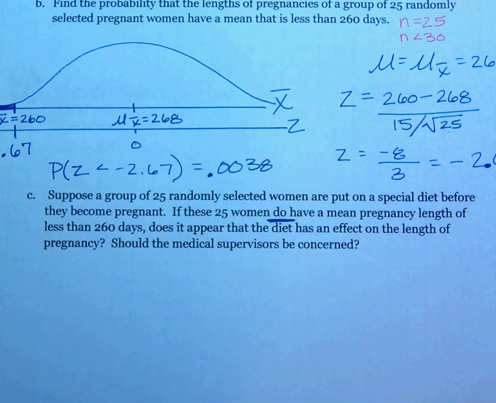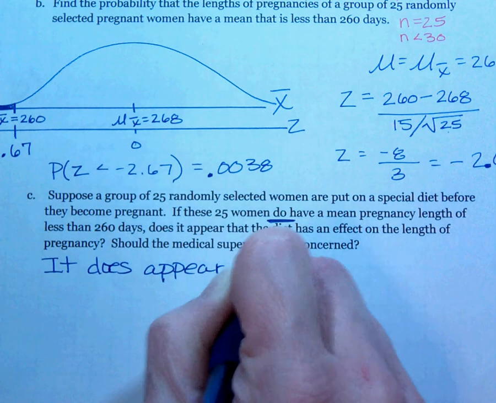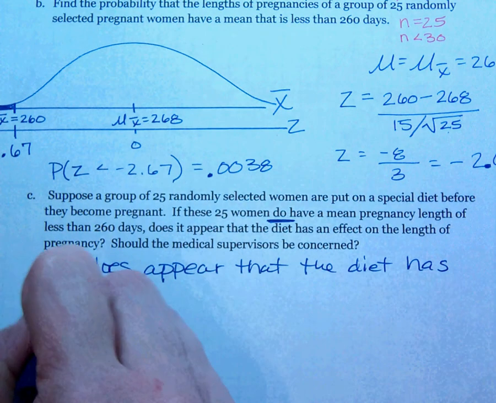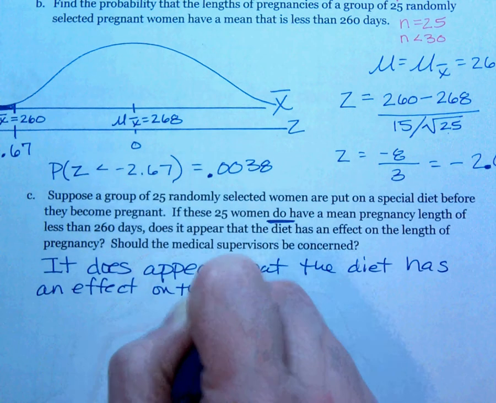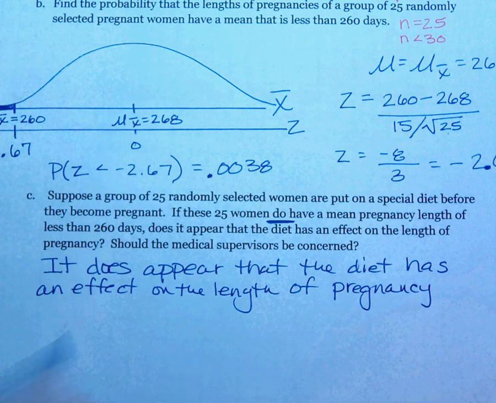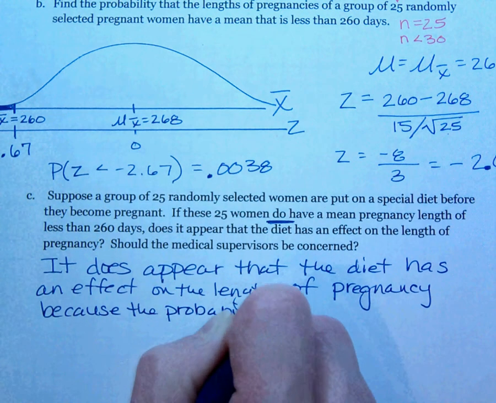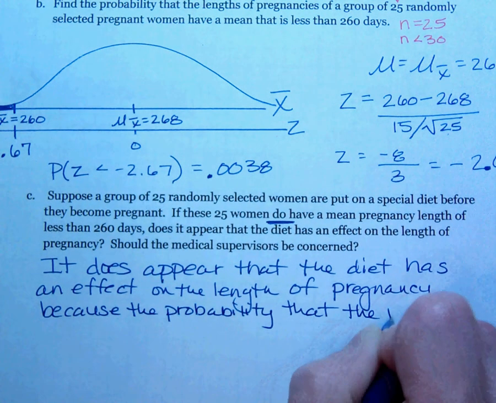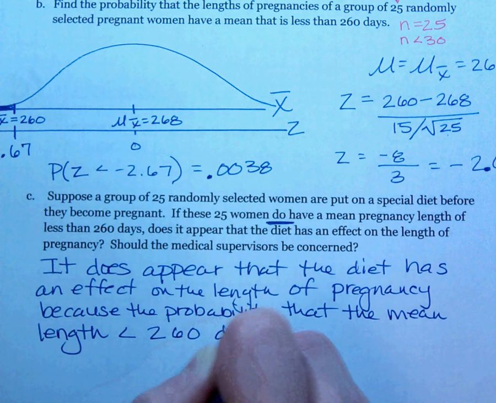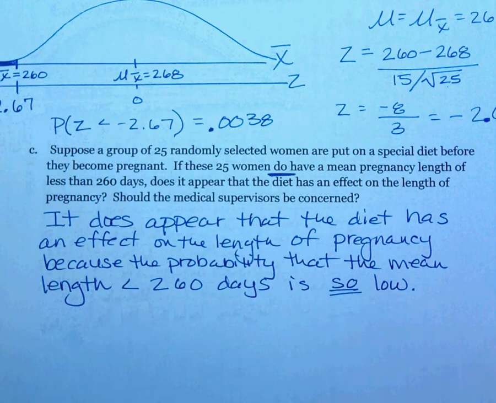Okay, so for part C, we're going to say that it does appear that the diet has an effect on the length of pregnancy because the probability that the mean length is less than 260 days is so low. We don't believe that it happened by chance.